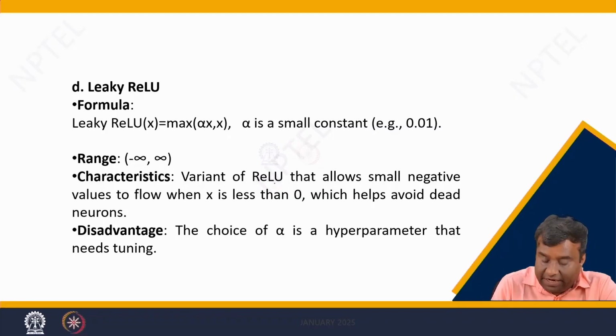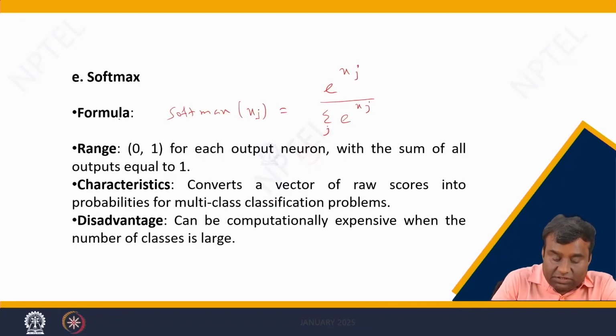A characteristic variant of ReLU that allows small negative values to flow when x is less than 0, which helps avoid dead neurons. Disadvantage: the choice of alpha is a hyperparameter that needs tuning. Next one, softmax. Softmax of xa is e to the power xa divided by the summation over j of e to the power xj, range 0 to 1 for each output neuron with the sum of all outputs equal to 1.